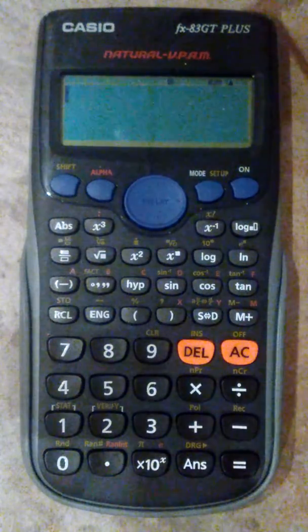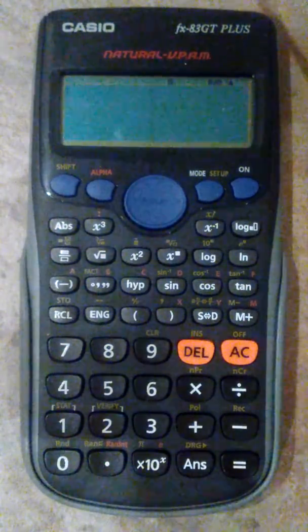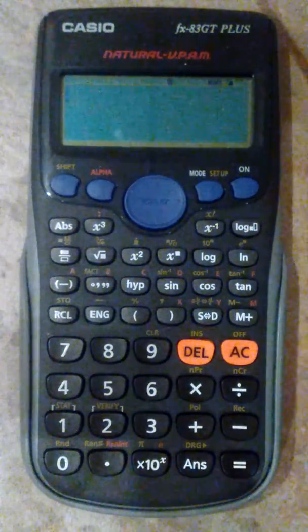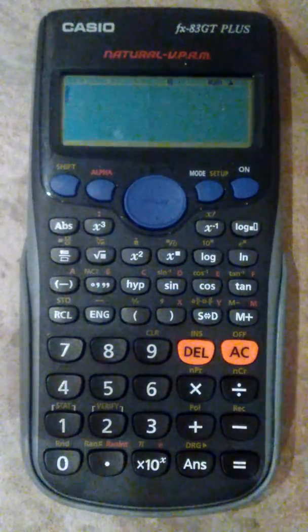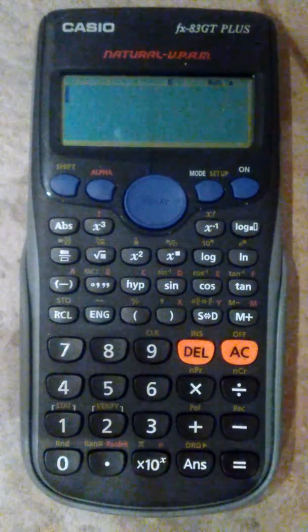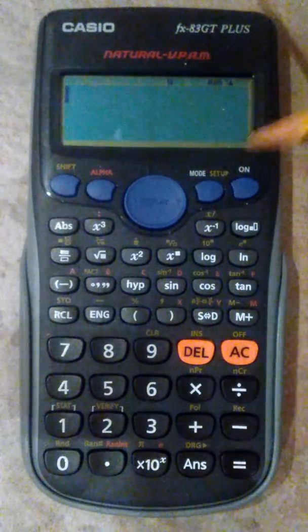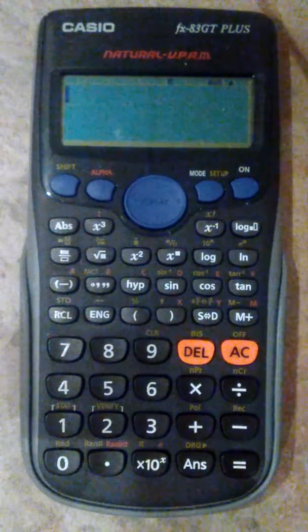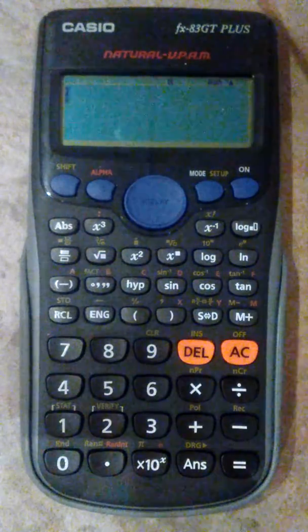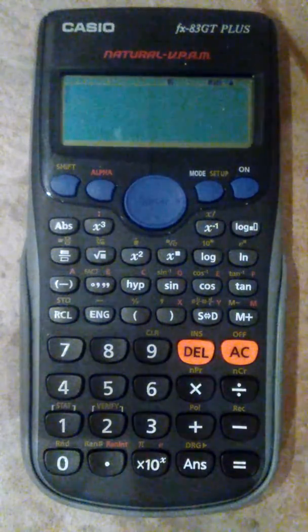I have a Casio FX83 GT Plus. It's quite a common kind of calculator that you need for exams, so that's what I'm going to use. There are obviously different models, so you need to make sure you know how your calculator works properly. I don't think any models do anything particularly differently. They might have slightly different positions for the buttons, but you need to test it with your calculator.